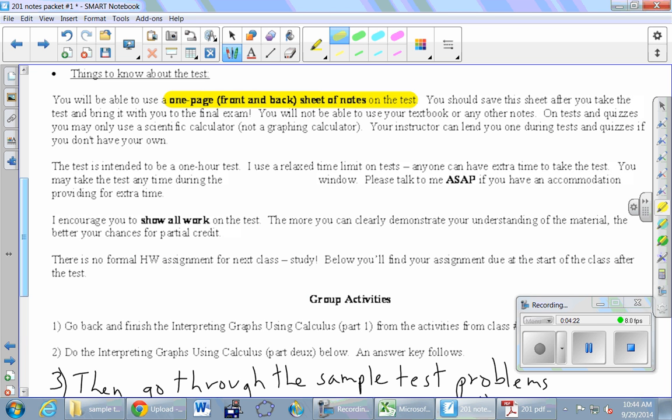And I just want to say about this sheet of notes, you can put anything that you want on that sheet. You can put definitions, you can put theorems, you can put practice problems worked all the way through, start to finish. Anything that you want is fair game.